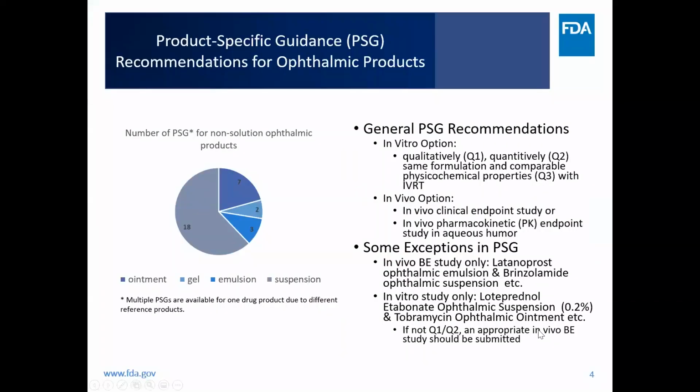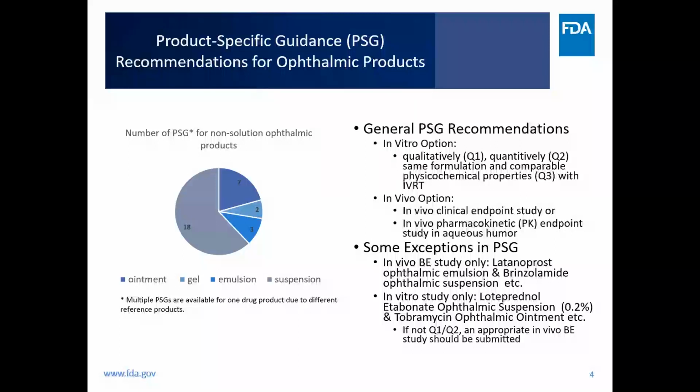So far, more than 60 PSGs were published for the ophthalmic product, and approximately half of them are solution products. So today's talk only focuses on the non-solution product with comparative IVRT recommendations. This pie graph shows the number of PSGs of non-solution ophthalmic product: 18 PSGs for the ophthalmic suspension, 3 PSGs for the ophthalmic emulsion, 2 PSGs for the gel product, and 7 PSGs for the ophthalmic ointment are available now.